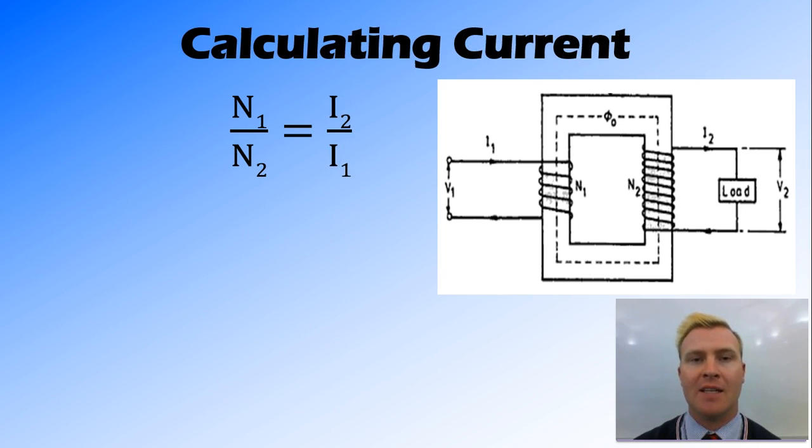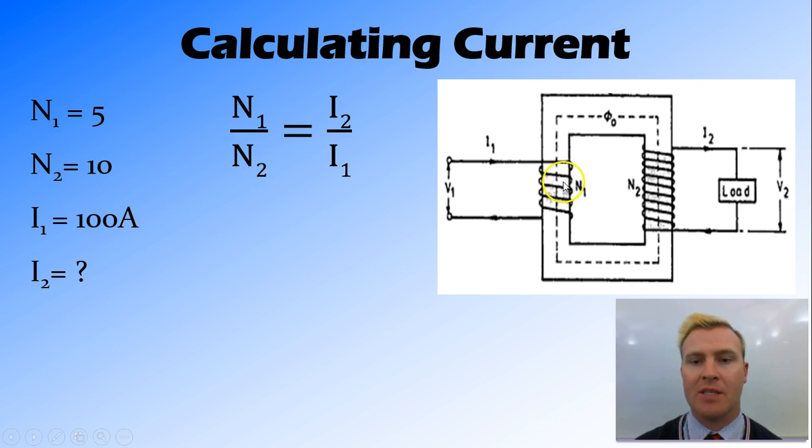Current, on the other hand, is inversely proportional to the number of turns. What this means is that when it was voltage, you had the 1s and the 2s either on the top or on the bottom. In this case, the 1s and the 2s are crossing over. So you have got 1 on this side and 2 on this side. Again, you can have these the other way around, so you could have 2 here and 1 here, doesn't matter, but as long as they're on different sides.